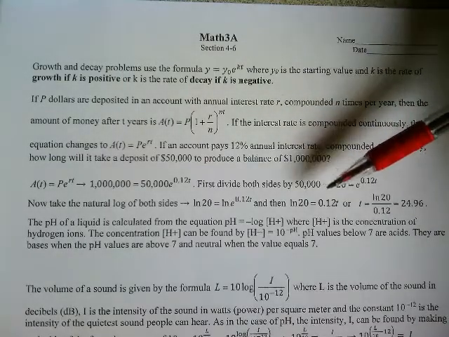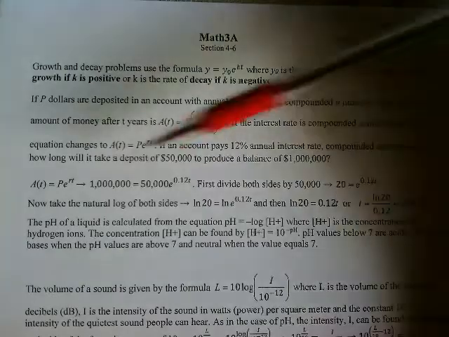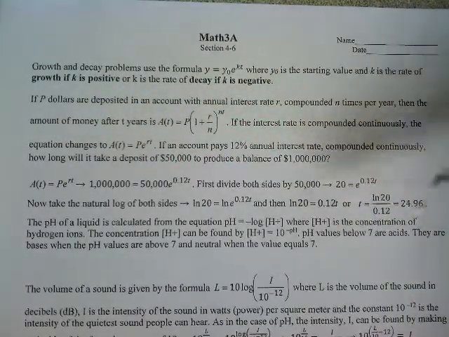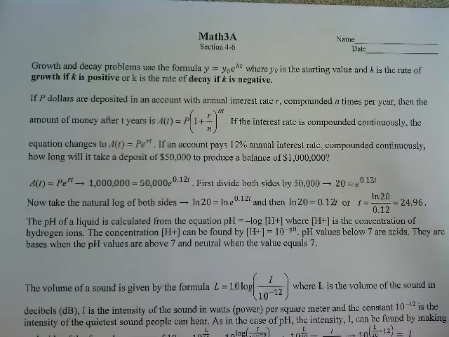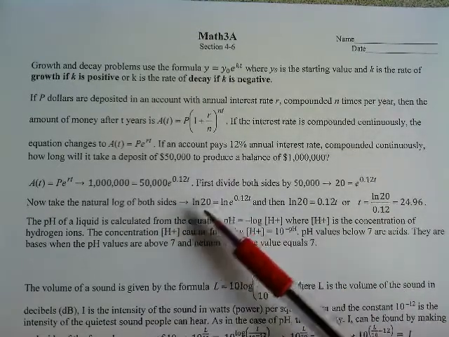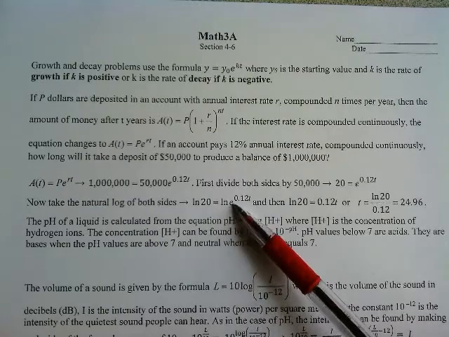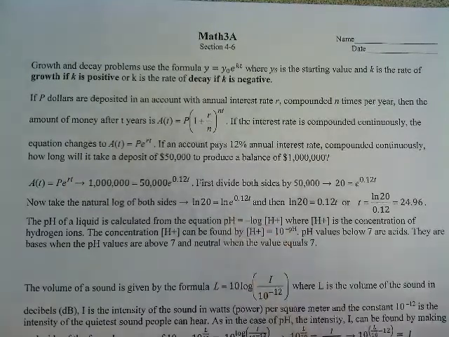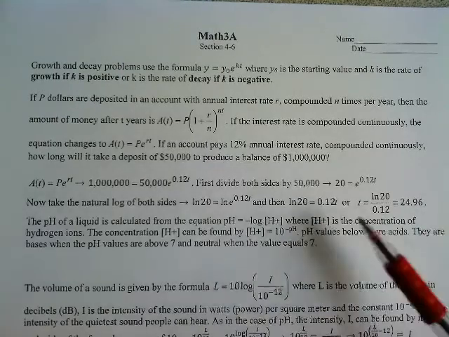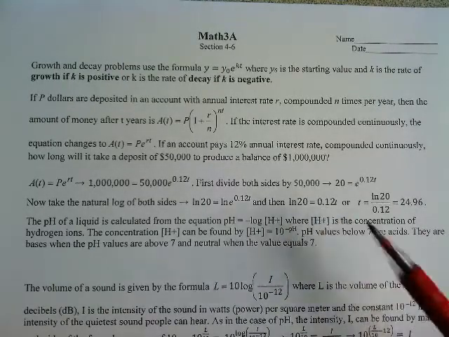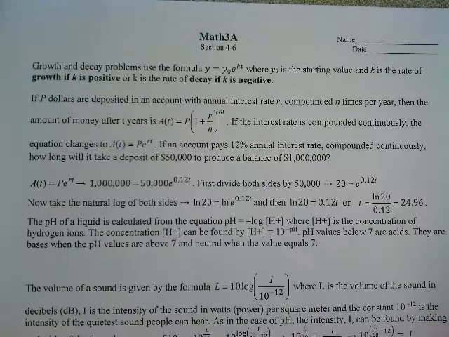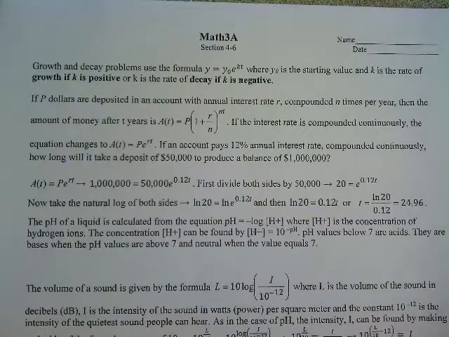So first we divide both sides by the 50,000. A million divided by the 50,000 gives us 20. So now we have e to the 0.12t. Remember that if we take ln of both sides, ln is the inverse of the exponential function. And so we end up with ln 20 equals 0.12t. Solving for t, we get just less than 25 years at 12%. And of course, if the interest rate is a lot lower than that, then it'll take a lot longer to get to that $1 million.